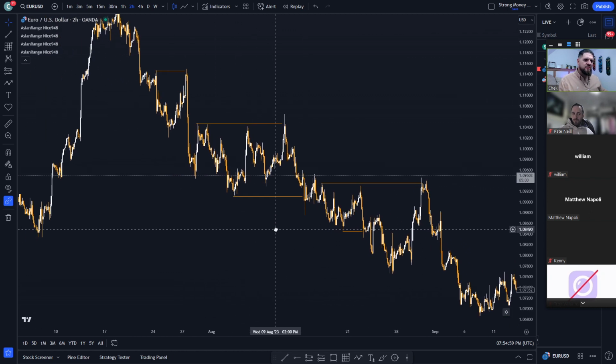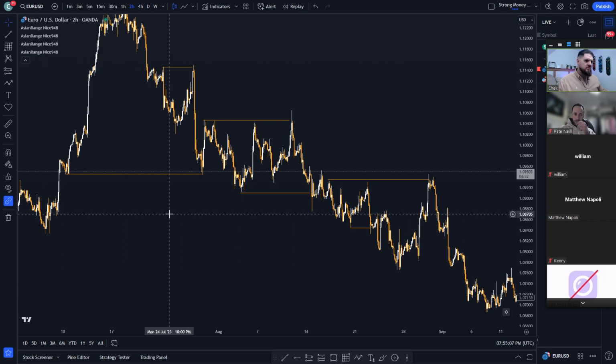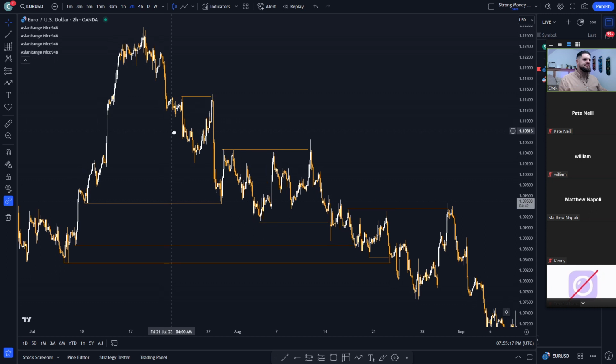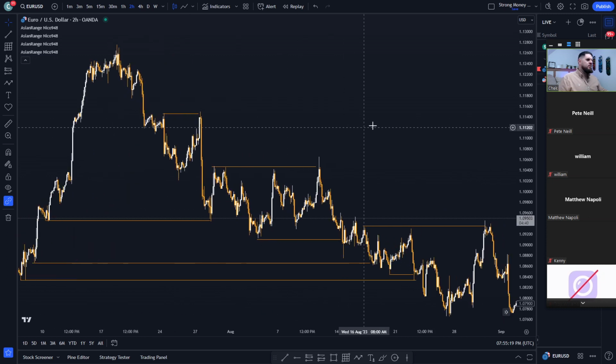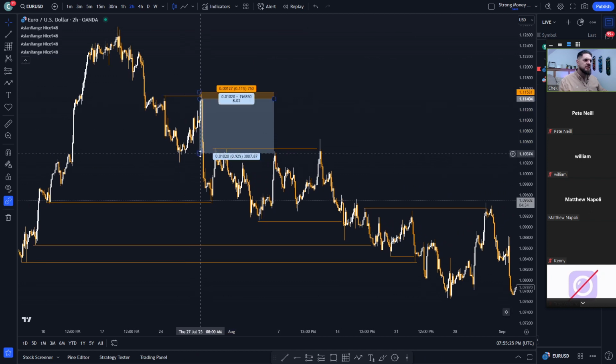So let me just try and find you a good example of a nice pullback. Okay, so we got one there. Where else do we have one? We got one there as well. Just draw on a couple of lines and then I can show you. Okay, so if we are bearish, I'm going to be looking to get into the trade, something like this, using a lower time frame entry, of course. And then typically I'll be taking off my first.